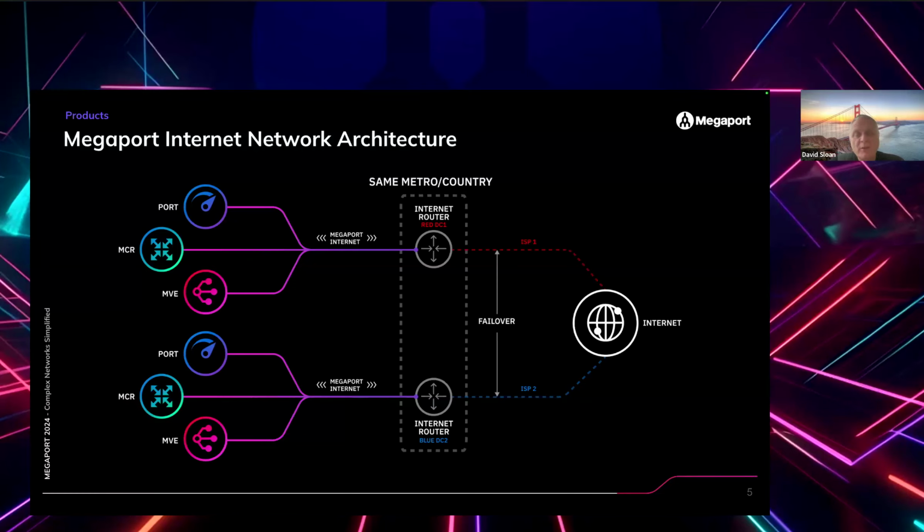And it has things like prefix filtering and access control lists to help you manage your internet traffic on these devices. And this device doesn't require any physical infrastructure. It acts as a transit point at the edge for multi-cloud or hybrid deployments.